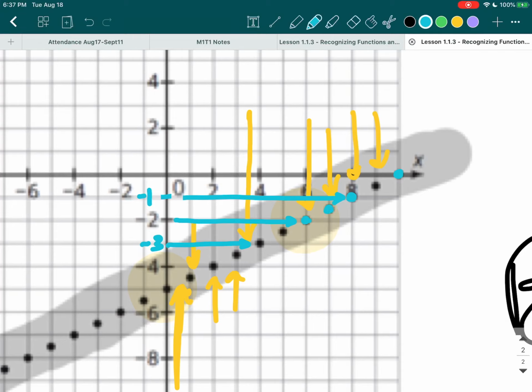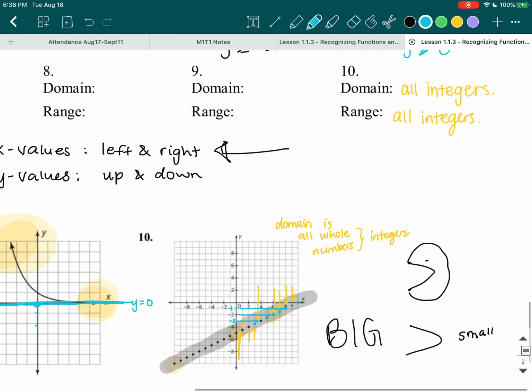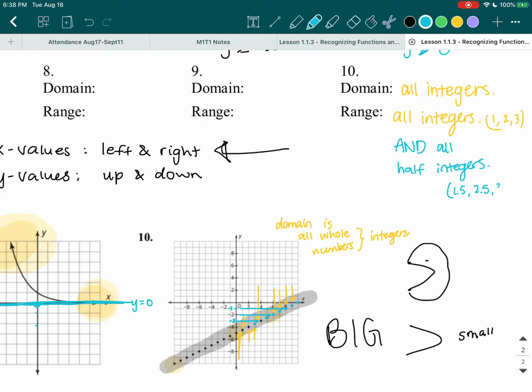But there's also all of these half ones, right? We can just call these half integers. All of the in-betweens. So our range is all integers and all half integers. So integers is like whole numbers like 1, 2, 3. And then the half integers is like 1.5, 2.5, 3.5, and so on and so forth. Those are just examples that I put in the parentheses.